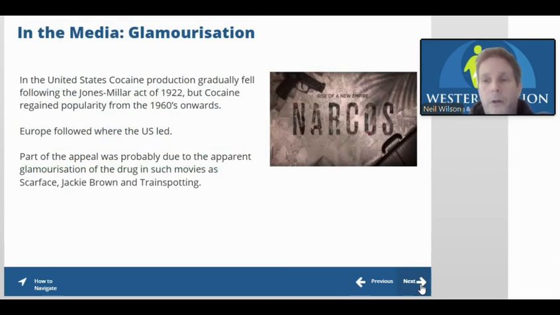We also know that cocaine has played a major role in the film industry, and many films have featured cocaine. This has led to a certain glamorization. One can think of films like Scarface or Trainspotting going back some way, or in more modern times, Netflix productions such as Narcos have strongly featured cocaine.